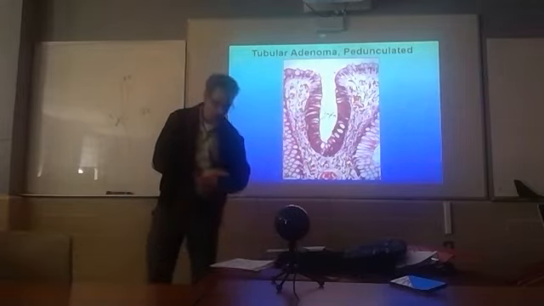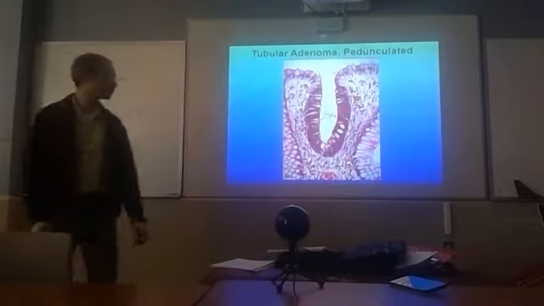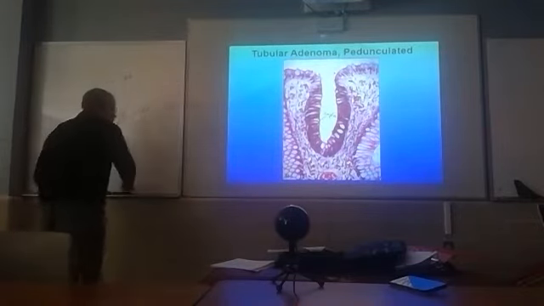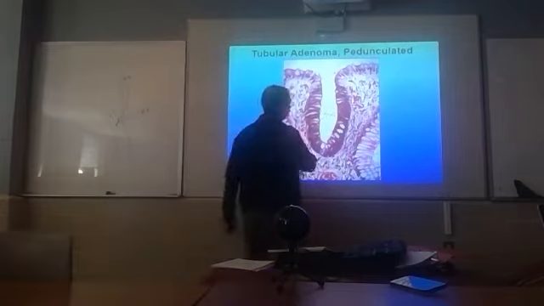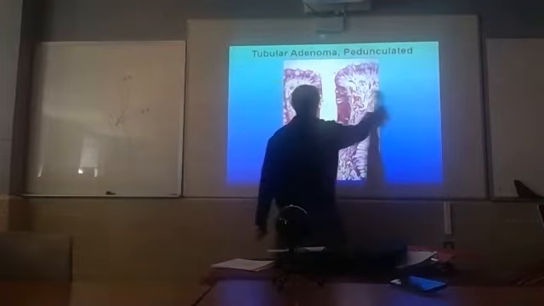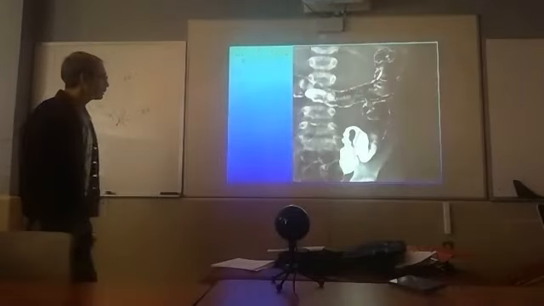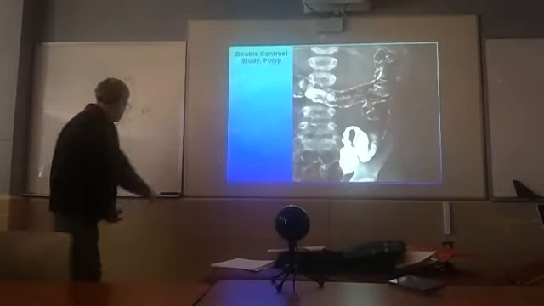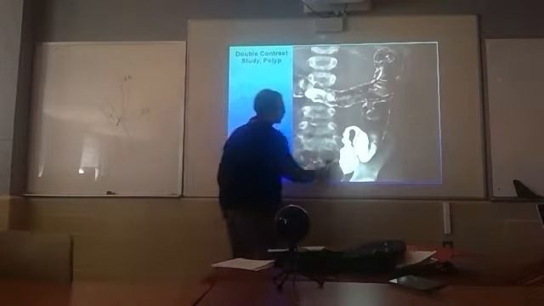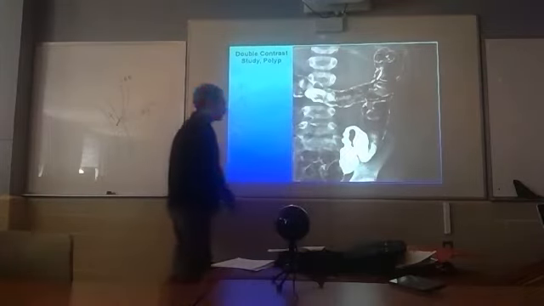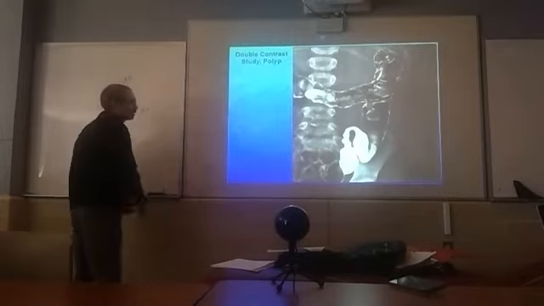Let's take a look at the radiographic appearance of some of these polyps. You can view these polyps a number of different ways. One way is to use a lower GI series. Here's an example of a double contrast lower GI series. Here we're using two contrast agents. We're using barium and air.